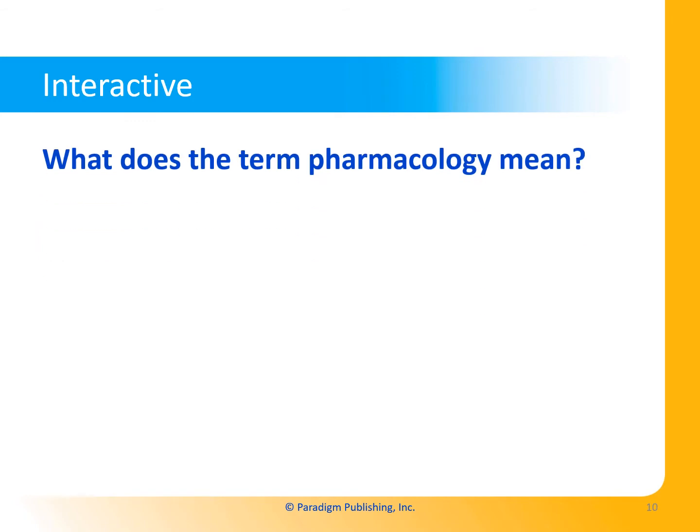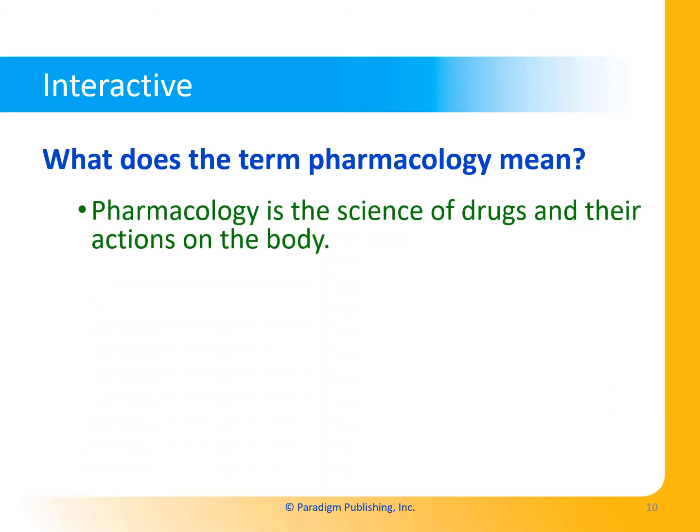So what does the term pharmacology mean? It is the science of drugs and their actions in the body. So it's important to know not only the drugs, their brand names, what they're indicated for, but also how they work in your body, and what other drugs they might interact with, or what other health conditions you might not be able to tolerate them with, such as pregnancy, for example.